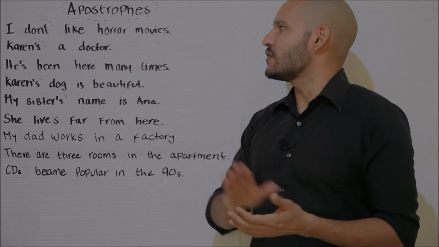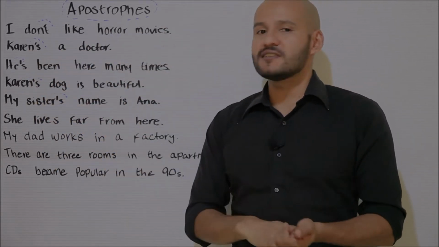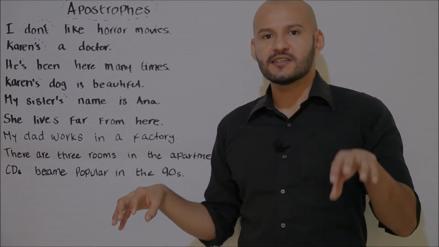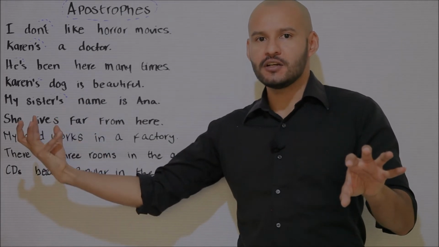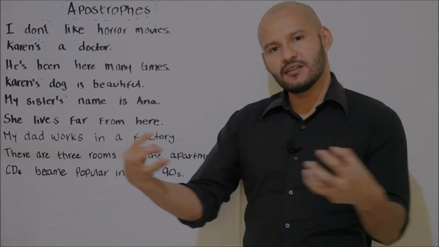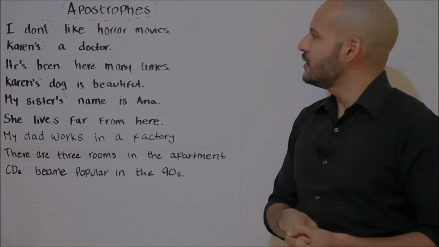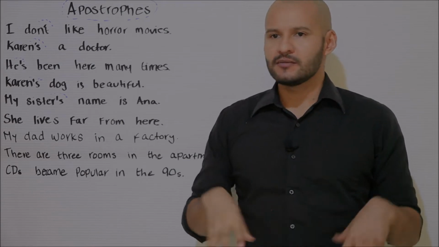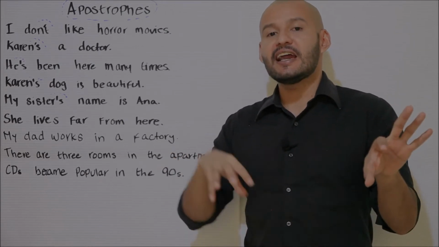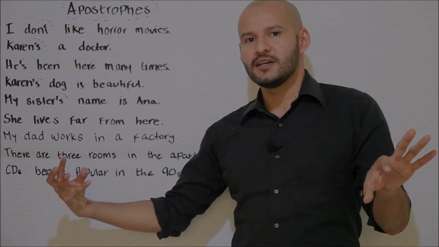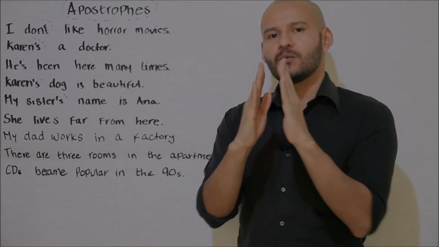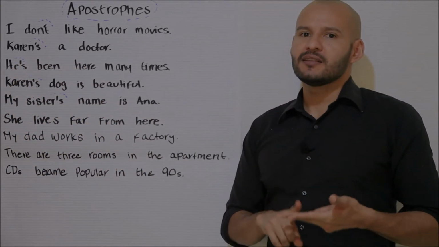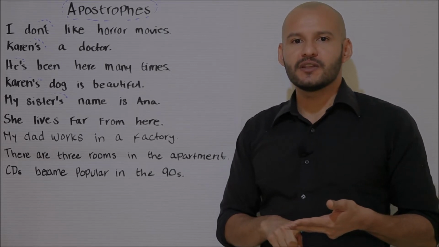So, I don't like horror movies. Similarly, in the second sentence, Karen's a doctor. In this particular sentence, Karen's represents Karen is a doctor, and so we use an apostrophe to indicate this contraction. And in the final sentence, he's been here many times. Same thing. He's represents he has been here many times, and we indicate that contraction with an apostrophe between the E and the S.